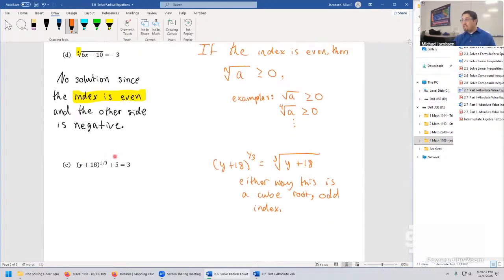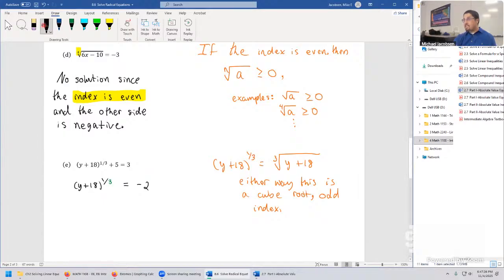So here, let's start by subtracting 5 from both sides. We have y plus 18 to the power of 1/3 equals negative 2. And in view of the last problem, this seems concerning, but this one does have a solution. It's exactly 1. It cannot be an extraneous solution. And the only reason this one does have a true solution is because the index is odd this time. This one's to a power 1/4 or a 4th root. This one's to a power 1/3 or a cube root. There's no funny business with this one. There's no no-solution scenario like we saw here just because of the negative right-hand side.